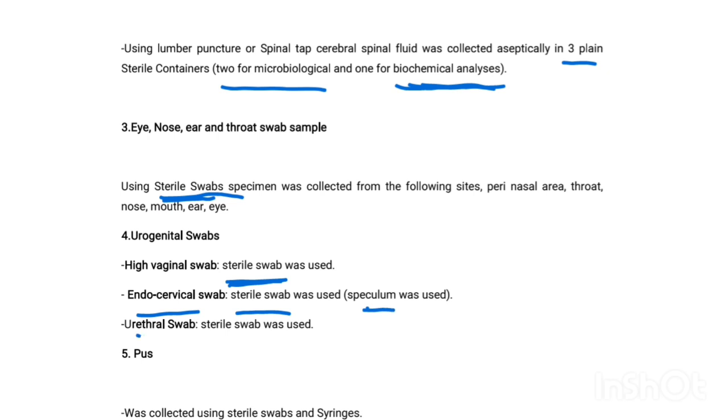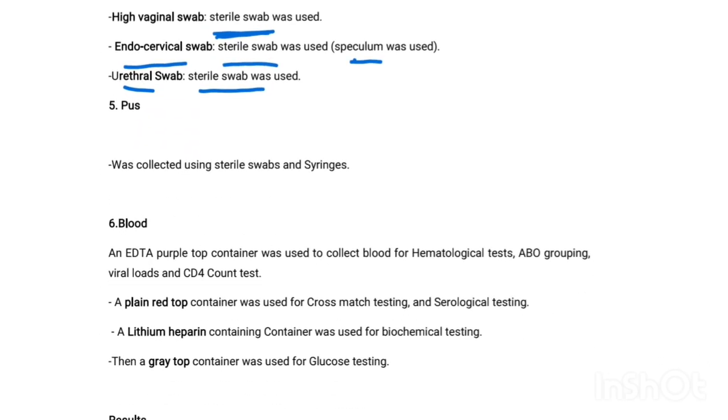The urethral swab is also a sterile swab. What of collecting the pus? We also use swabs and syringes. You know what pus is? It's just the accumulation of white blood cells and damaged cells. So when we are collecting that, we use very sterile swabs and syringes.